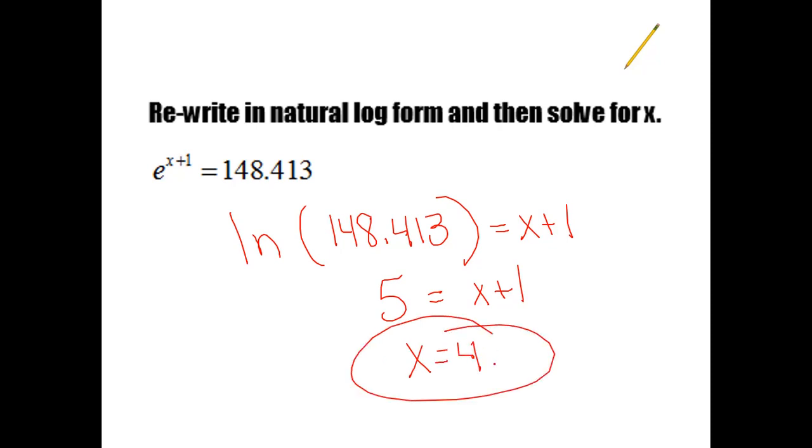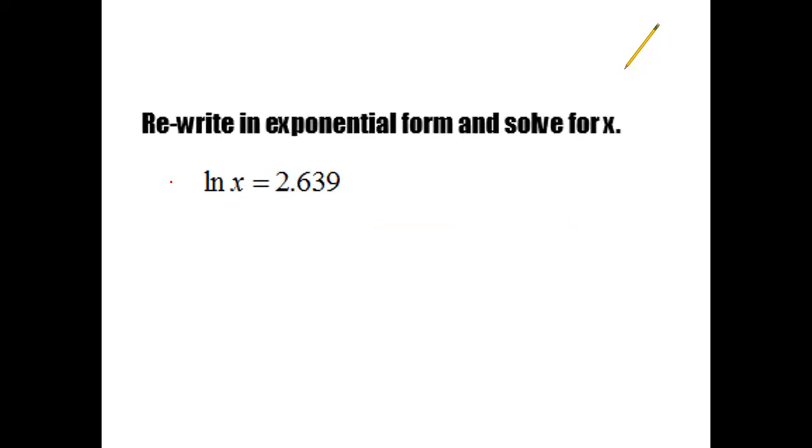Now, you don't have to worry about checking, but you could plug that in. So it'd be e to the 5th, basically. So if I do that, e to the 5th, I get 148.413. So it checks out, but you don't need to check inside of an e, kind of like we didn't have to check when we were solving exponential equations. Now, let's try when we're in logarithmic.